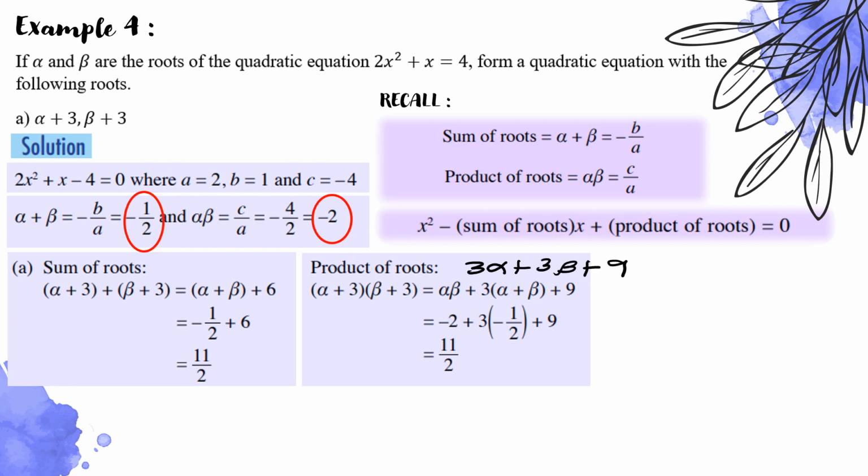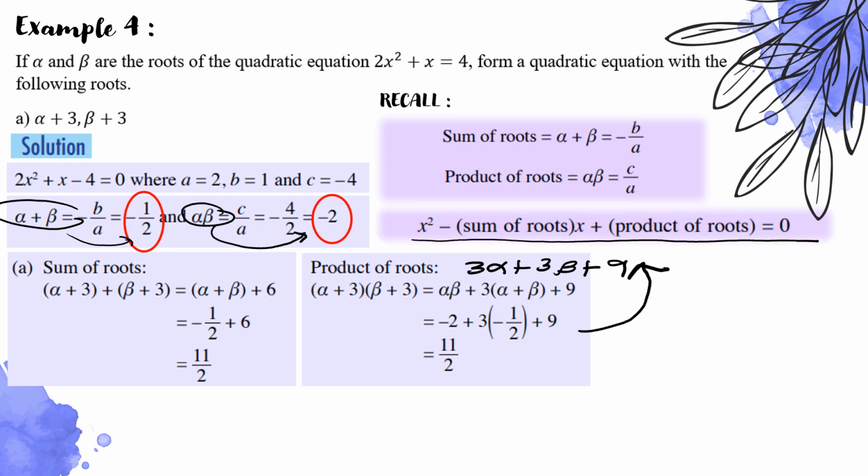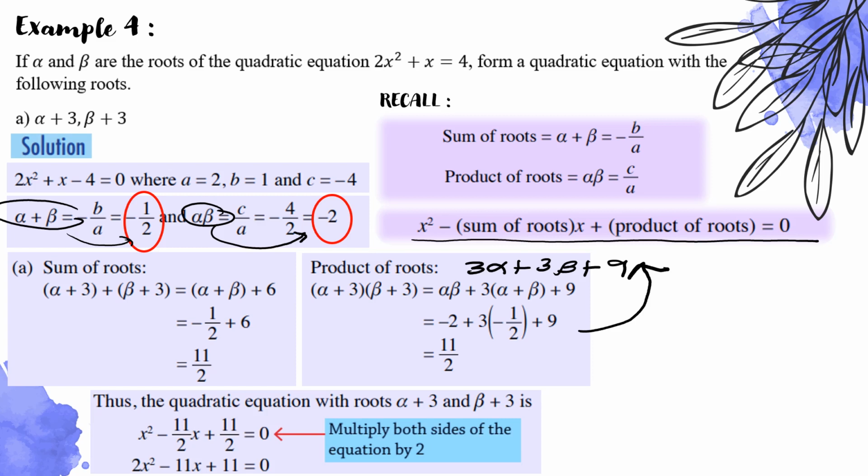Since we don't know the value for alpha and beta, that's why we factorize it. We only know the value for alpha plus beta is negative 1 over 2, and the value for alpha beta is negative 2. So you just say alpha beta is negative 2, plus 3 times alpha plus beta which is negative 1 over 2, plus 9. You will get 11 over 2. And then move the value into this equation: x squared minus sum of root x plus product of root. So substitute it. The equation becomes x squared minus 11 over 2 x plus 11 over 2 equal to 0.